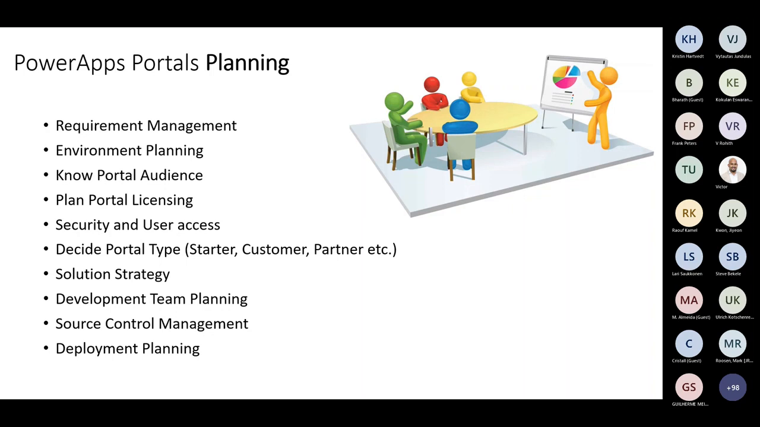Security and user access: who is going to use the portals, how many users are going to access your portal anonymously, what sort of data you want to expose to the portal. Security and user access is a key point in the planning phase. You have to decide precisely whether you want to go with the starter portal, customer portal, or the partner portal. Once you decide on the portal and implement it, you cannot roll it back to another portal. There is no way to change the portal from one portal to another. So you need to decide carefully which portal you want to use to meet your business requirement.